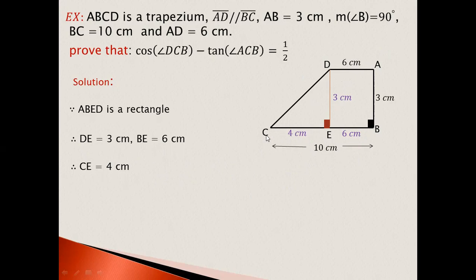That means EC equals the difference between 10 and 6. If we subtract 6 from 10, it's going to be 4 centimeters. That means CE equals 4 centimeters. Now in the right angle triangle DEC, DC is the missing side, the missing hypotenuse. We can find this hypotenuse by using the Pythagoras theorem. It's going to be square root of 4 squared plus 3 squared equals 5 centimeters.